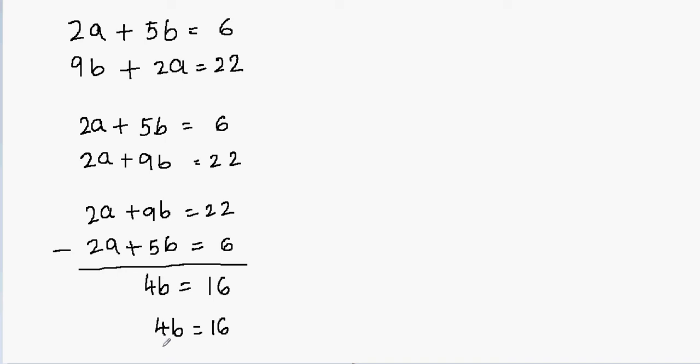Now we want b by itself, so we'll divide both sides by 4. 4 divided by 4 will be just 1, so I'll write b on the left-hand side. On the right-hand side, 16 divided by 4 will be 4. So b is equal to 4. This is my value of b. Now I can plug this value into any of the equations. You can pick any equation.